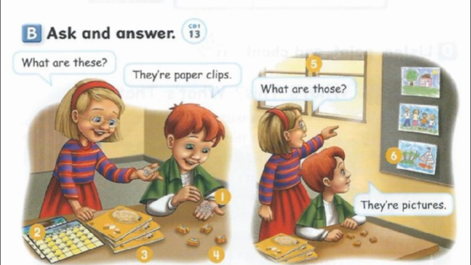Number 5. What are those? They are windows. Number 6. What are those? They are pictures. And in this picture I use those because the things are far and plural.